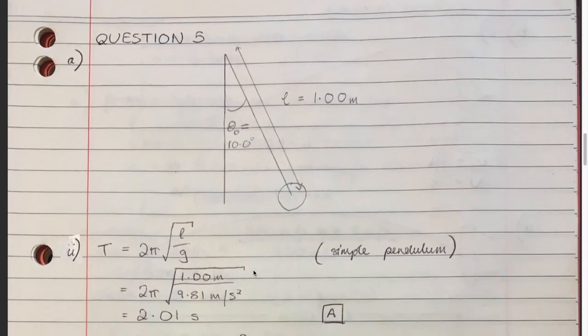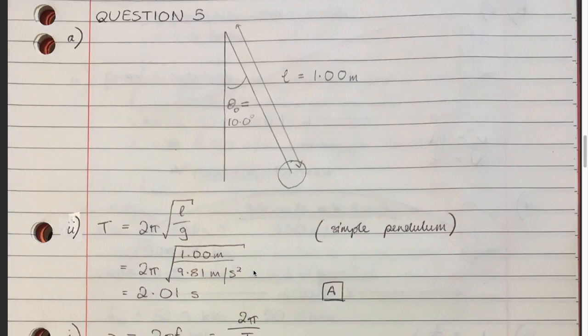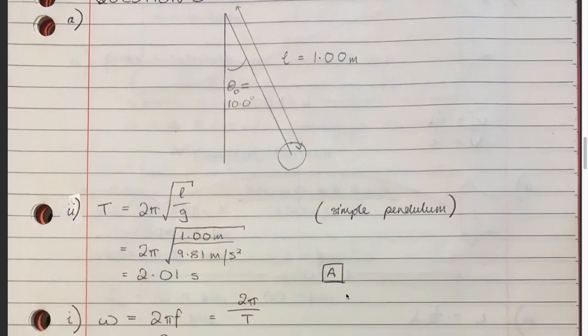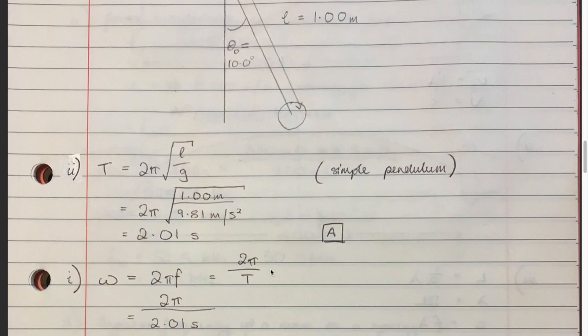I did the period first because that's the formula that I could remember. T equals 2 pi square root L over g. That's just plug in the numbers, round to 3 significant figures. This A is something I put to note that I saved that in the calculator, which you can do if you like, but it's not essential.